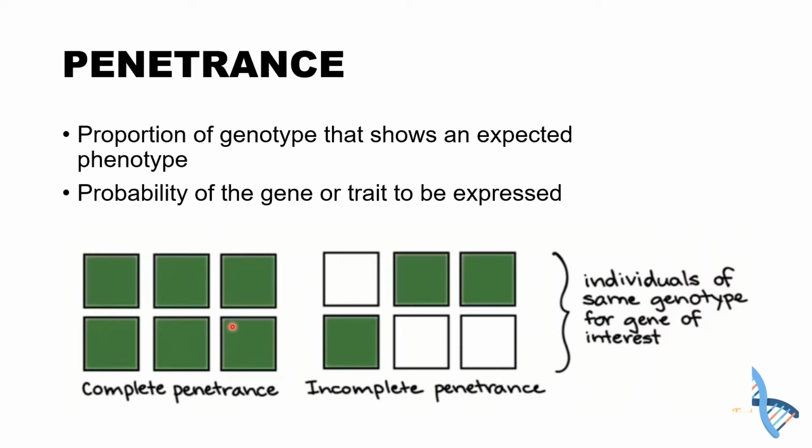Lahat nung individual doon sa population na-express yung green color. Yun yung complete penetrance. Sa incomplete penetrance naman, it is when yung mga few individual lang yung nagpapakita ng expected phenotype. So yung expected phenotype natin yung green color. So dito sa incomplete penetrance, hindi lahat ng mga organism doon sa population, it will express yung green color. Iilan lang, kaya incomplete penetrance yung tawag doon.